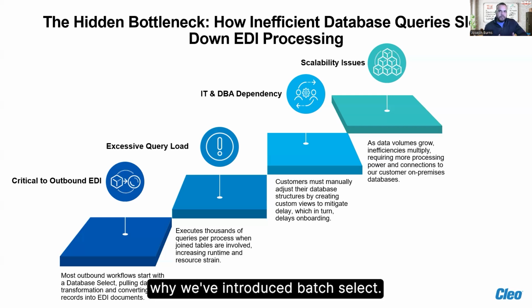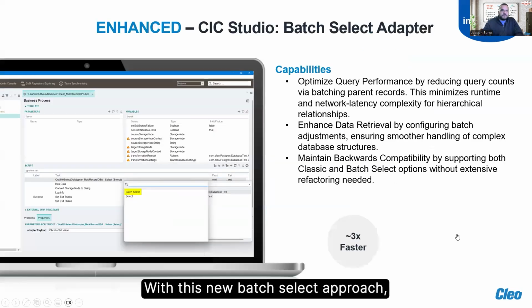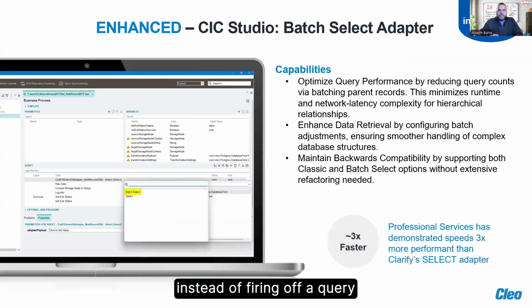And that's why we've introduced Batch Select. This is an optimized solution that dramatically reduces query load. It improves processing speeds, and it scales seamlessly with your data. With this new Batch Select approach, instead of firing off a query per parent record, the Batch Select actually groups queries together, which means that it's drastically faster and reduces the number of queries that are fired off from CIC.